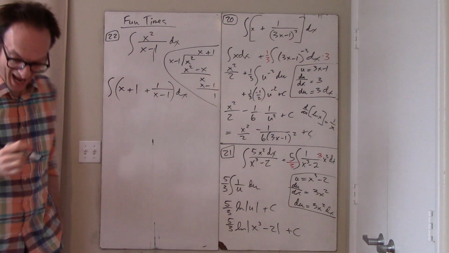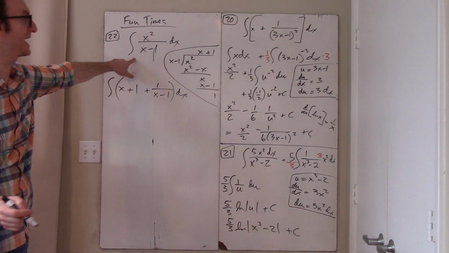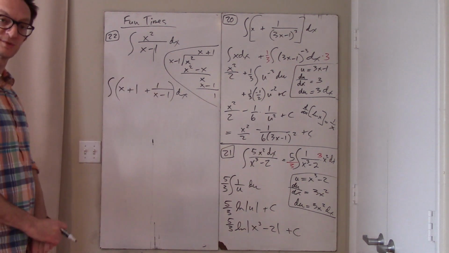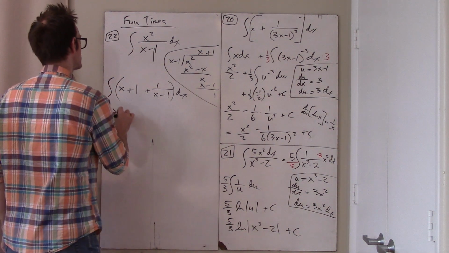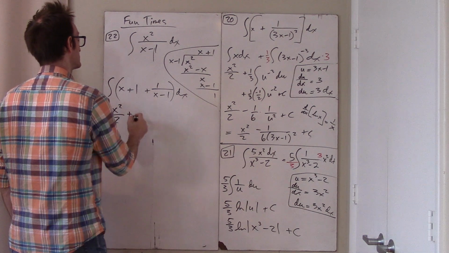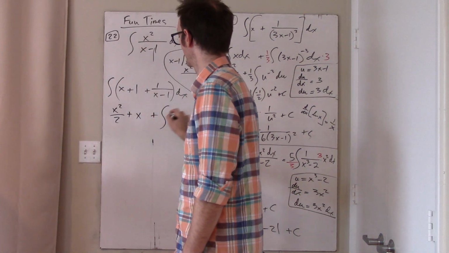And now we see the benefit of doing this is that we've broken up this antidifferentiation problem into three small antidifferentiation problems which I can do individually. The antiderivative of x is just x squared over 2 plus a constant. The antiderivative of 1 is just x plus a constant.